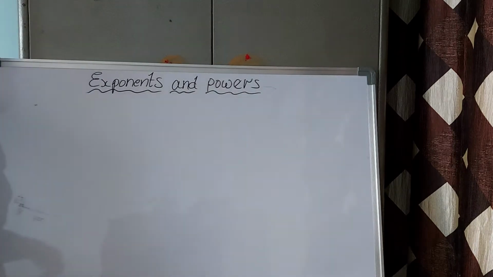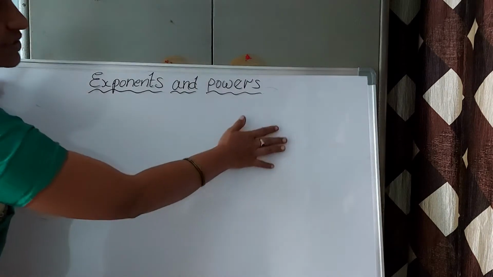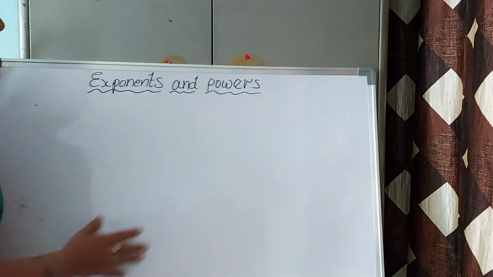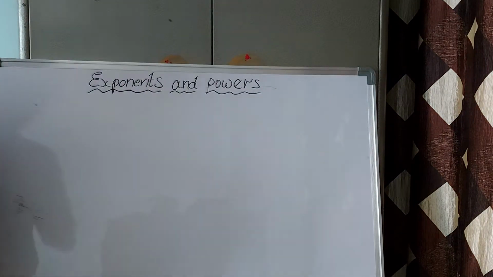Already we discussed two parts. This is the third part. See some more examples. We discussed some laws: a to the power of m into a to the power of n is equal to a to the power of m plus n. Basing on that law, we are doing some problems now.